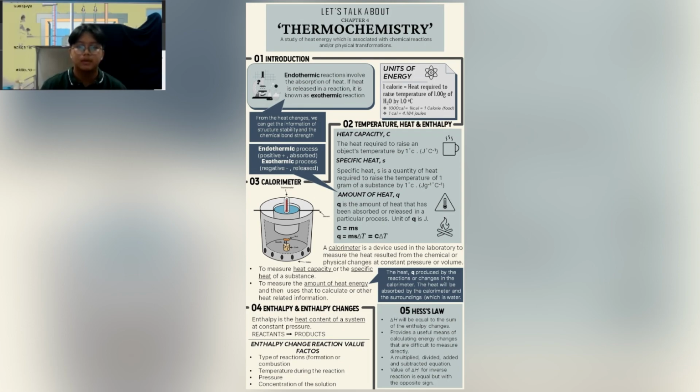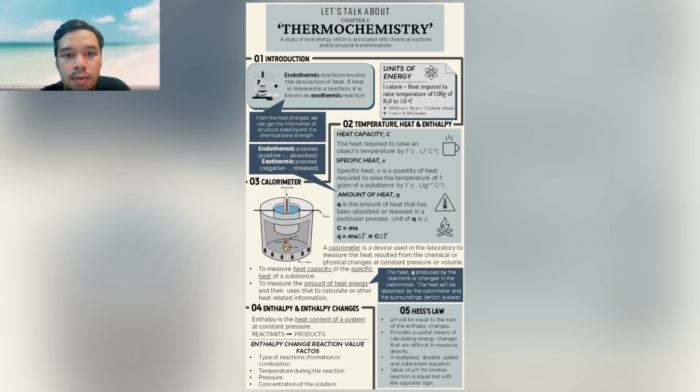Today I will present about the calorimeter. What is a calorimeter? A calorimeter is a device used in the laboratory to measure the heat resulting from a chemical or physical change at constant pressure or volume. What is the use of a calorimeter? A calorimeter is used to measure the heat capacity or the specific heat of a substance. Moreover, a calorimeter is also used to measure the amount of heat energy and then use that to calculate other heat-related information.